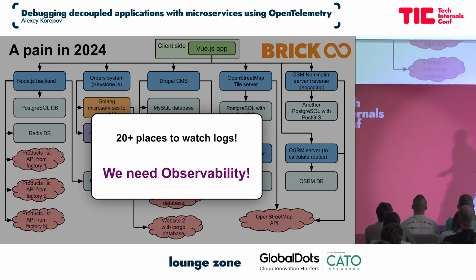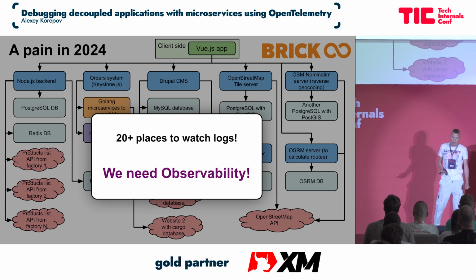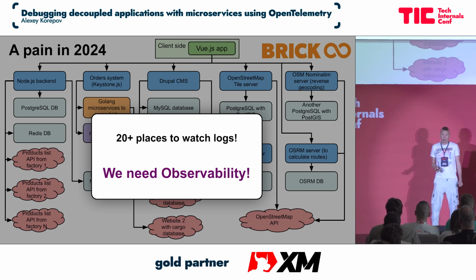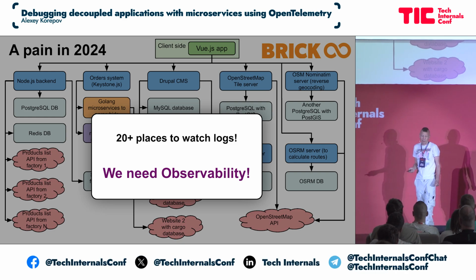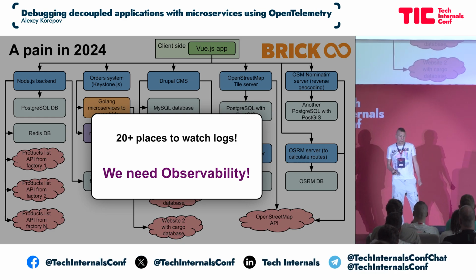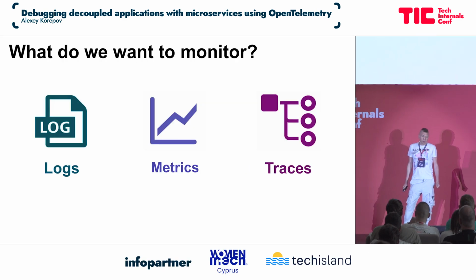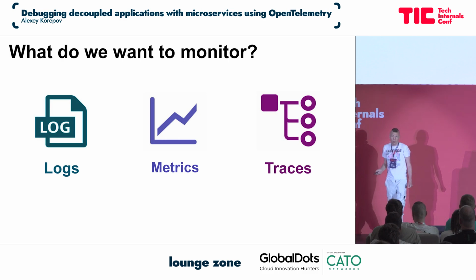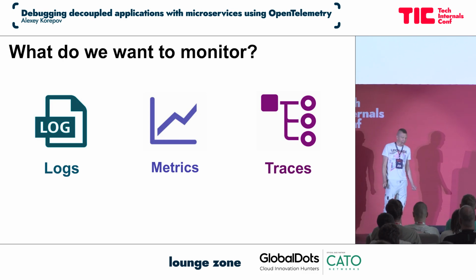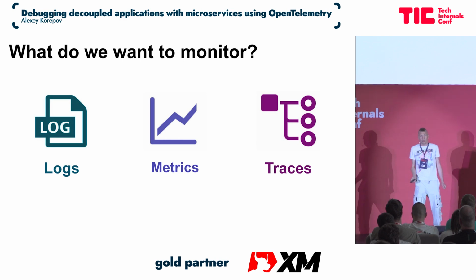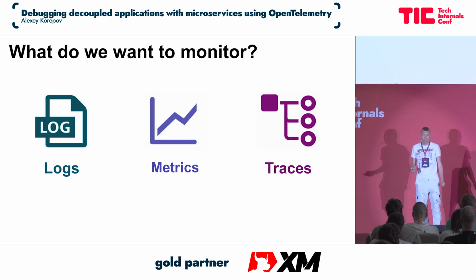So now we have more than 20 places to monitor our logs. And it's really very tricky. We need observability to see what's happening under the hood, because each component can break or do something wrong. So what do we usually want to monitor in our application? First of all, logs. You know logs, those long boring lines with text, right? Then metrics, that's CPU load, memory load, those colorful charts.